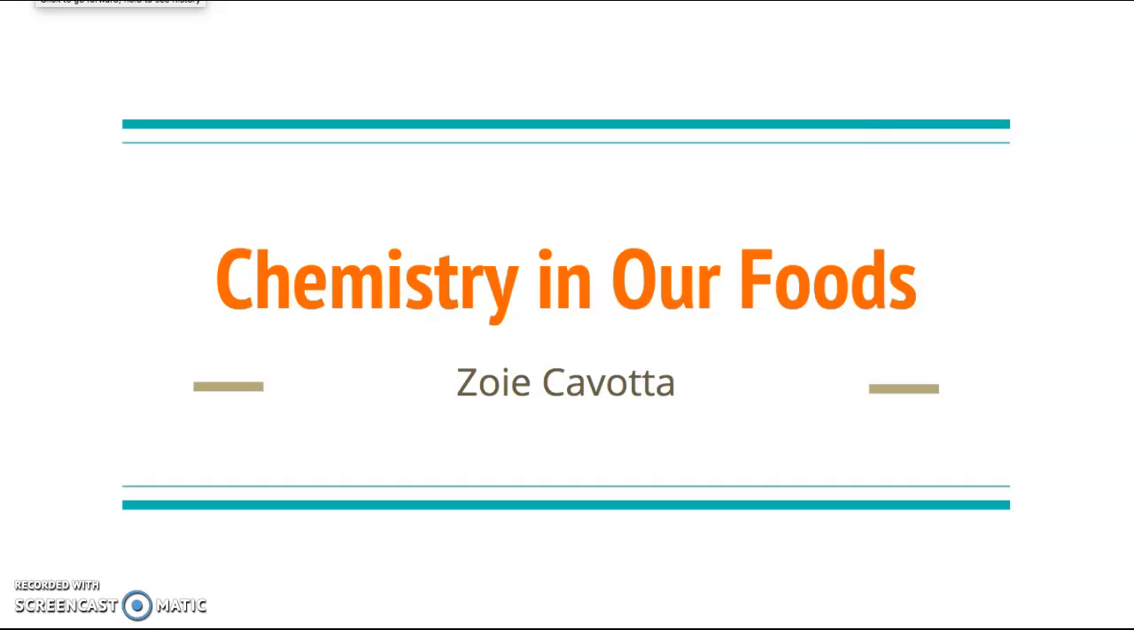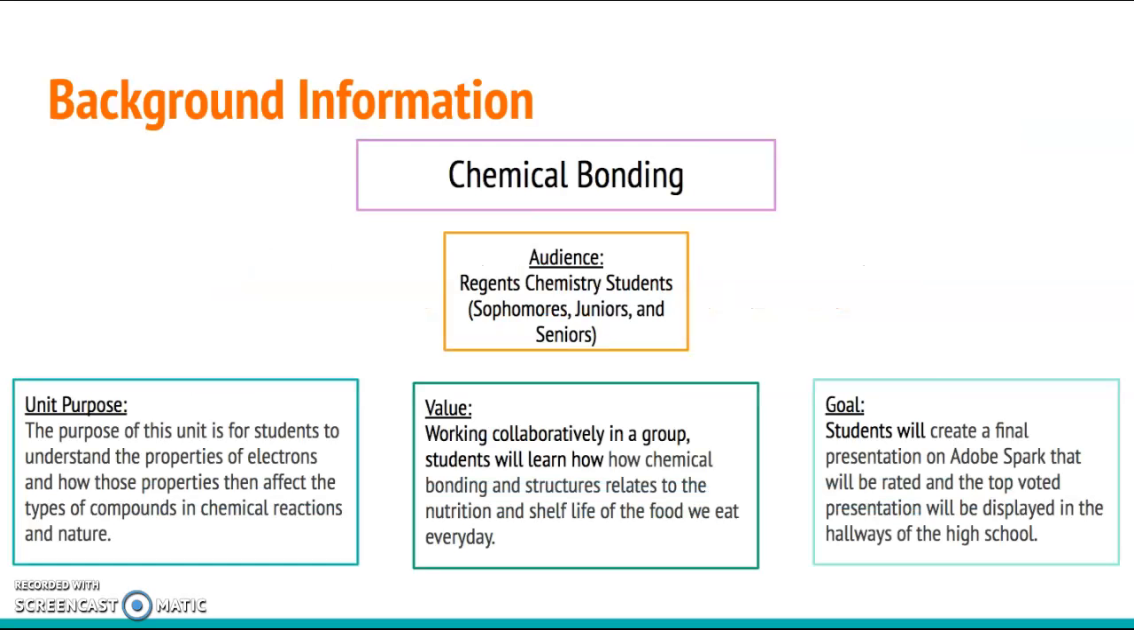I'm going to talk about how I developed this chemistry in our foods project throughout this STEM course. So a little bit of background information. I teach chemistry, so I chose my chemical bonding unit that falls in the middle of my chemistry curriculum. My audience is Regents chemistry students, which is typically sophomores, juniors, and seniors.